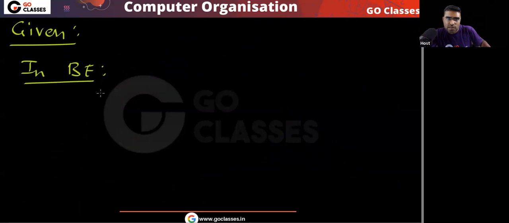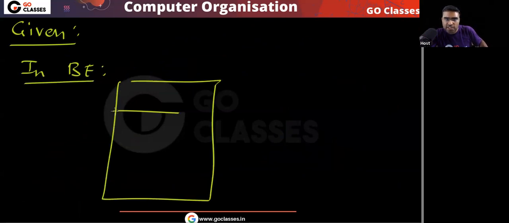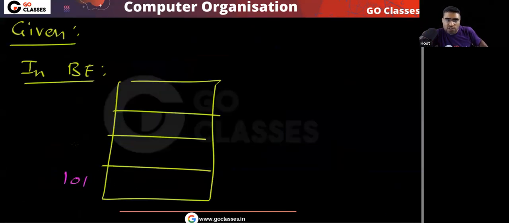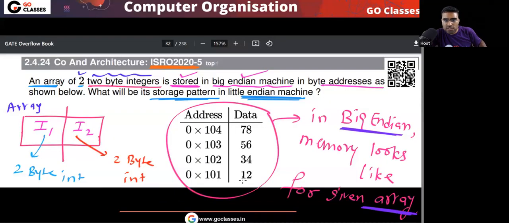What does it mean? In the big endian, the memory photo is already given to you. How does it look? These are the addresses: 101, 102, 103, 104. Remember, addresses are put in this order. Now you can see the contents: 12, 34, 56, 78.